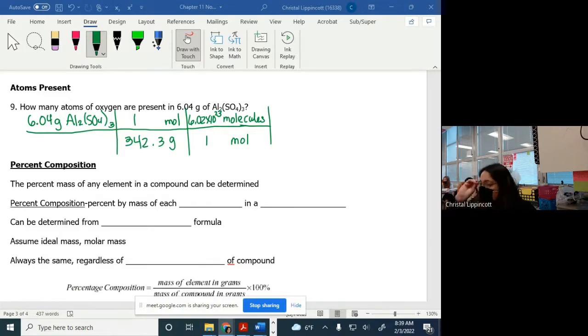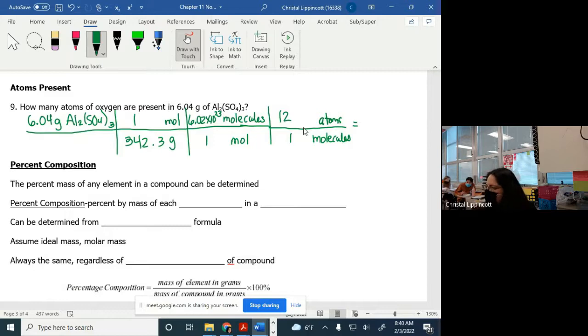Okay. So now they want to know atoms of oxygen. So I'm going to go molecules into atoms. For every one molecule of this, I have how many atoms of oxygen? 12. So do you see how we can get that conversion factor from the formula? Does that make sense? Where I got that from? For every one of these, I have 12 oxygens. So that's where that comes from.